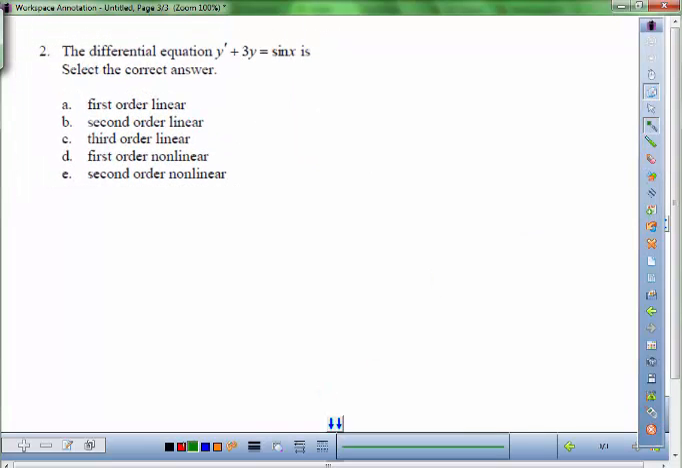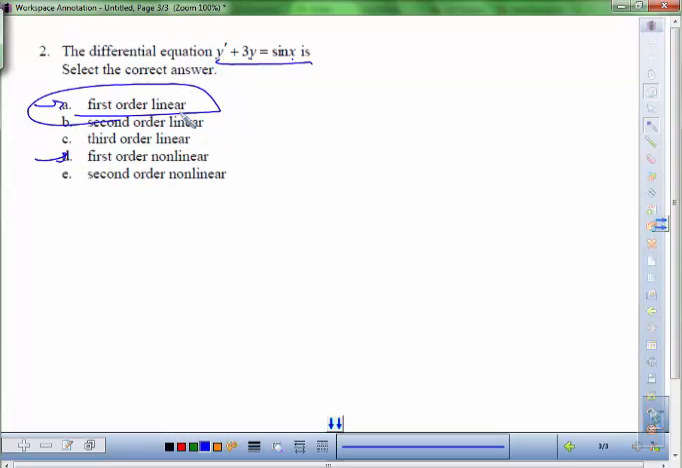Okay, what order is this one? First order. Is this linear or nonlinear? So the x is in sine, but we don't care about the x. X can be anything we want, or anything anyone wants, as long as the y is linear. That's what we're shooting for. Can we solve for this?